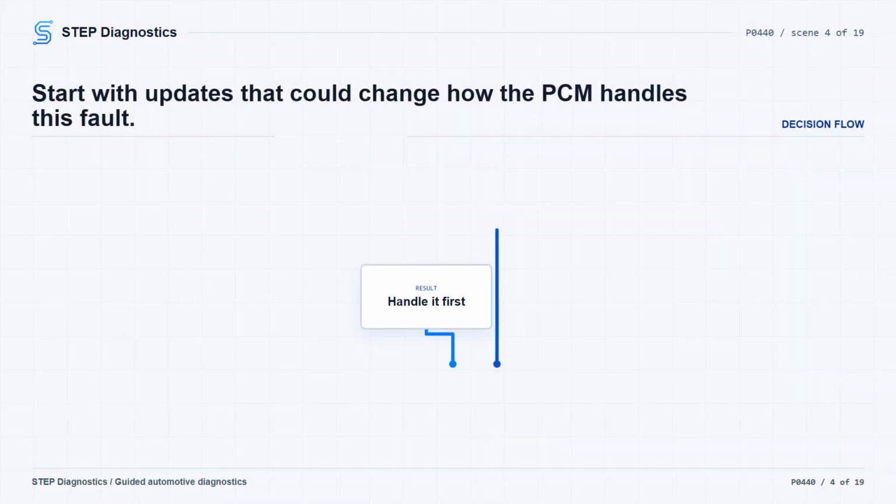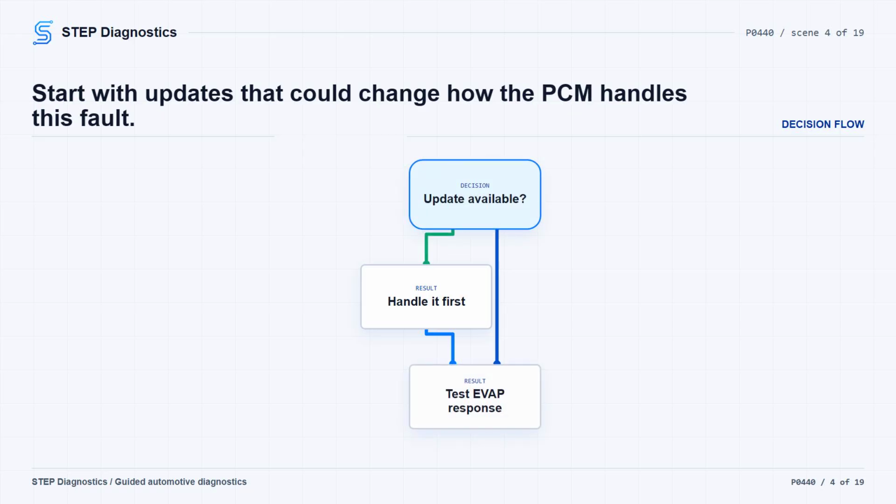Before getting into the EVAP testing, start with the basic system checks. Look for any applicable service bulletins or PCM flash updates that relate to this fault. If there is one, handle that first, then test the system and verify it is operating properly before continuing.